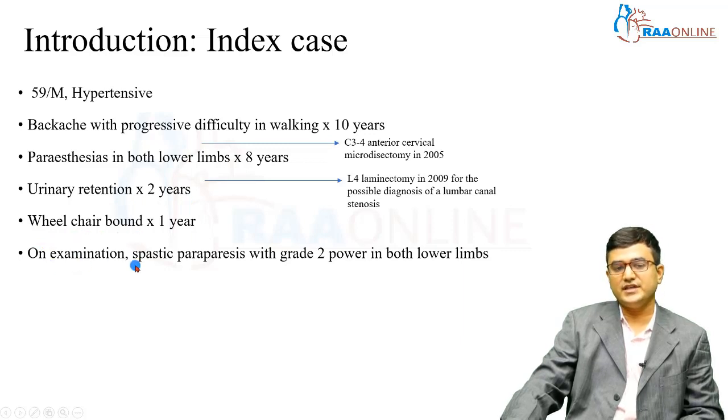On examination he had spastic paraparesis with grade 2 power in both lower limbs. Interestingly, he had 2 surgical past histories, where he underwent a C3-4 anterior cervical microdiscectomy in 2005, and subsequently he underwent an L4 laminectomy in 2009 for a possible diagnosis of a lumbar canal stenosis.